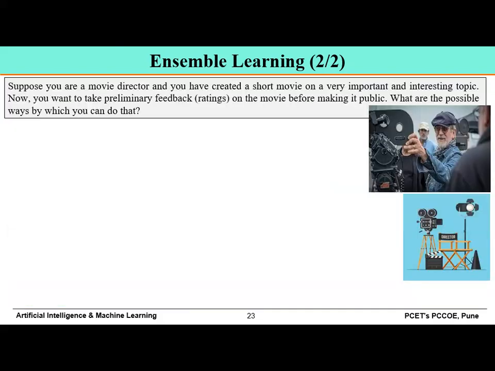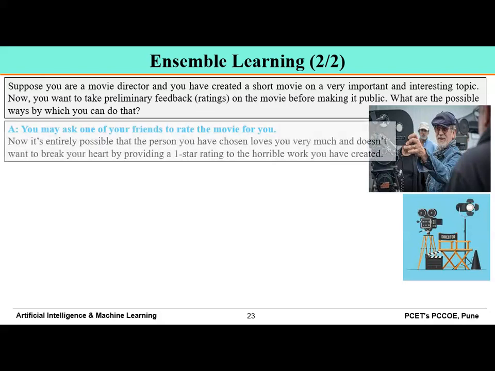We will take one more example. Suppose you prepared a short movie, and before you release that movie into the theaters or some other platform, you want to know the quality of the movie. So what options do you have? First of all, you can think of asking your best friend, to watch this particular movie and tell you whether it is good or bad.